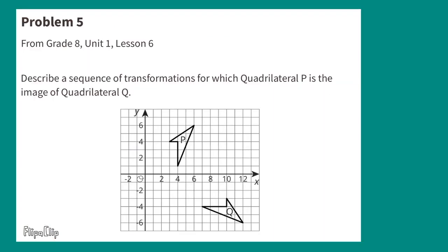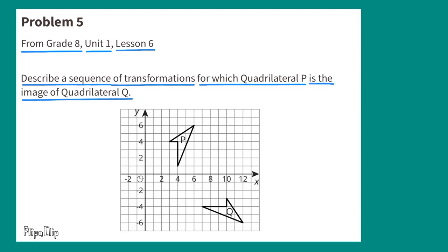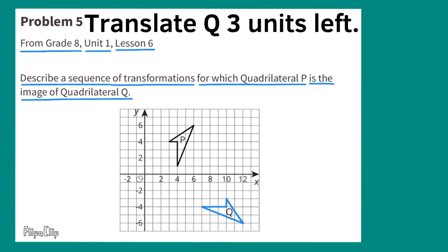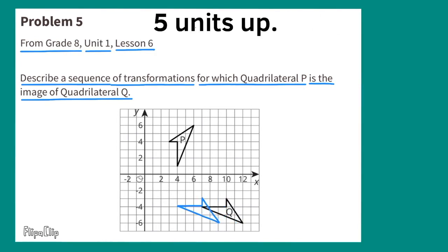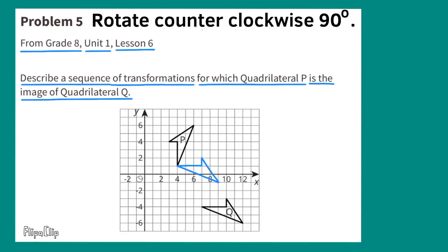Problem number 5. From 8th grade, Unit 1, Lesson 6. Describe a sequence of transformations for which quadrilateral P is the image of quadrilateral Q. Translate Q 3 units left, 5 units up. Rotate counterclockwise 90 degrees.